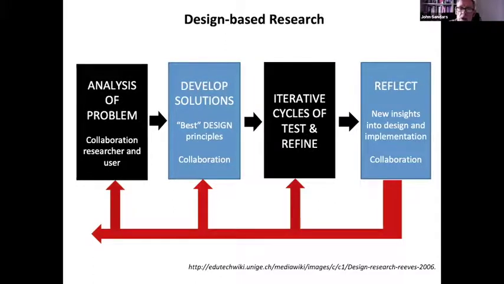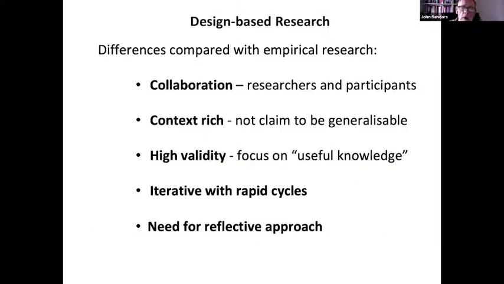yet it's widely used in computing, and in other areas of education. So compared with other types of empirical research, what's the difference? Number one is about collaboration, particularly between the researchers and the participants. The other one is that it is context rich. It's in one particular institution. It doesn't claim to be generalizable, but it can actually provide high validity because it focuses on the useful knowledge which we all want to know if we want to put it into practice.